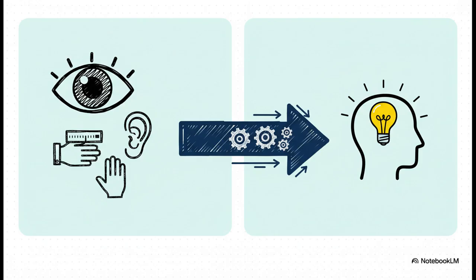A cue is just a raw fact. It's what you see, hear, or measure. An inference, on the other hand, is your interpretation of what those facts mean. Cues are the evidence, the inference is your conclusion.